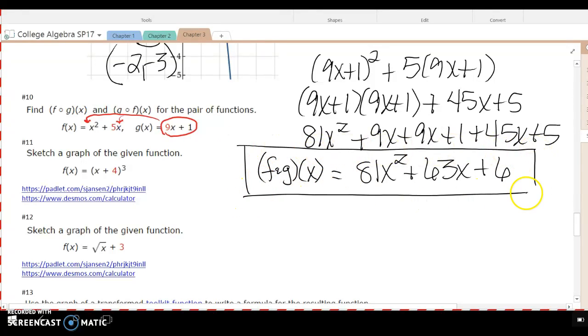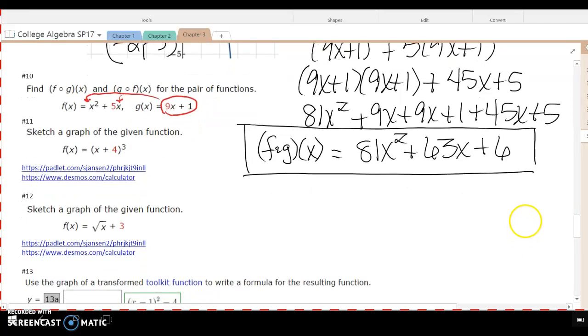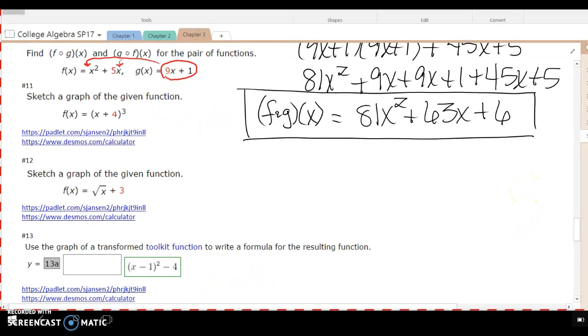So all you do is start with, I think of it as my inside function. So the g is on the inside, so it's my input. My inside is my input into the other function. And then we'll do the same thing for the other half of the problem. But this time, I have to take x squared plus 5x, and that becomes my input into my g function.